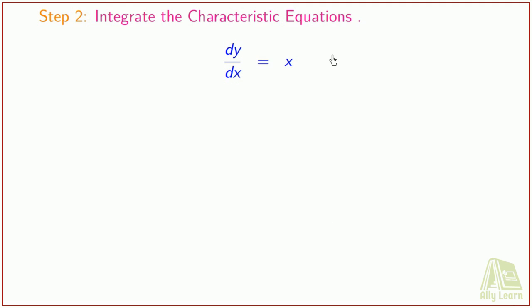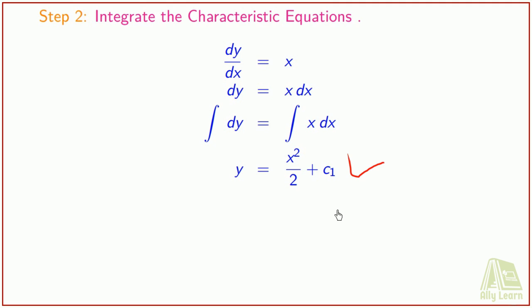So friends, this was my first characteristic equation. I can write it in this form, dy equals x dx. Now I integrate both the sides, and integrating x gives me x square by 2. Here I get only y, so y equals x square by 2 plus c1, and I can write it in a more simplified manner as y minus x square by 2 equals c1, where c1 is the constant of integration. This is the first solution that I obtained by integrating my first characteristic equation, and I will denote this by xi. So let xi equal y minus x square by 2.